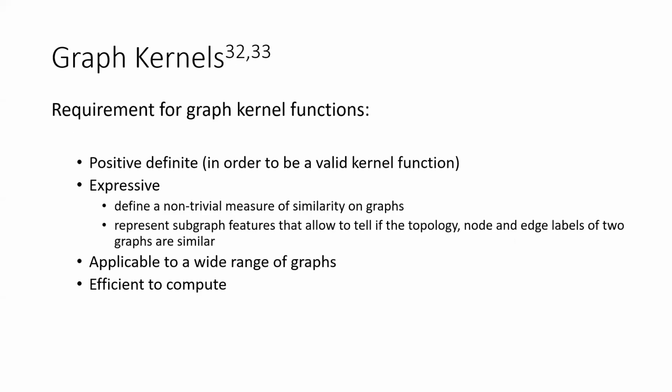Now, what are the requirements of these kernel functions? In order to be a kernel, a function has to be positive definite, in order to be a valid kernel function. It has to be expressive also: it defines a non-trivial similarity between those two graphs. And it represents subgraph features that allow it to tell if the topology, node or edge levels of the two graphs are similar. It is applicable to a wide range of graphs, because if we need to find one kernel function for every different graph, and you saw this graph structure is so versatile, there are an infinite number of them, then it's not practical. And also it's efficient to compute, because if it is as complicated as going through the feature mapping, then we don't gain anything.